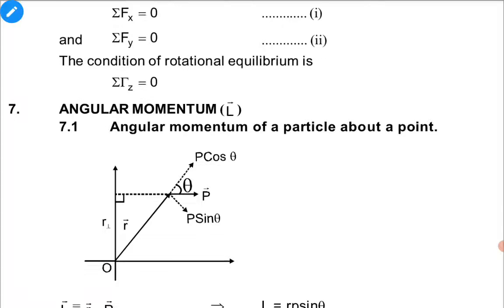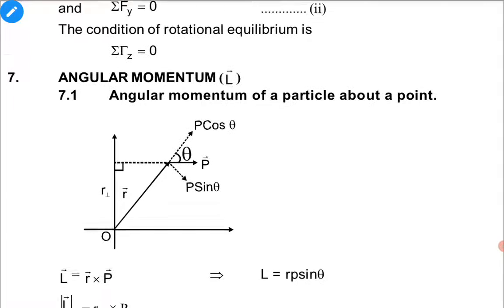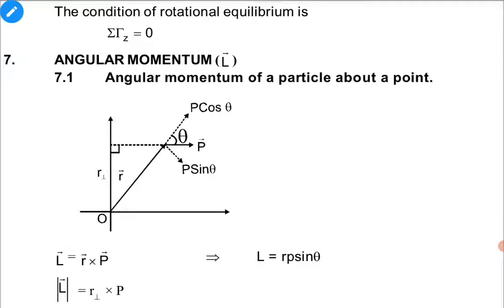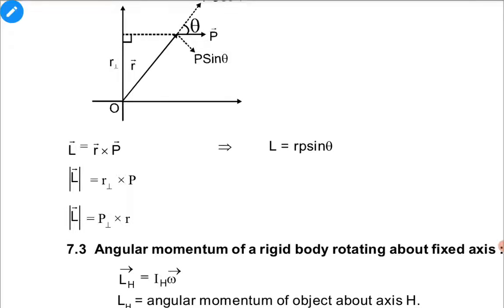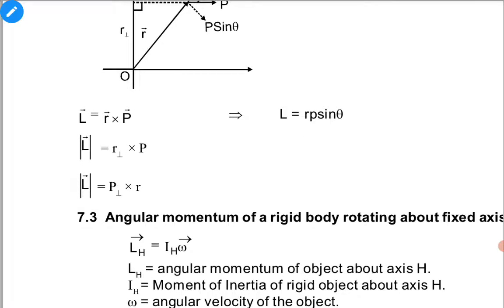Angular momentum is denoted by L. Angular momentum of a particle about a point: L equals r cross p. r is the radius, r perpendicular is the perpendicular distance, and p is the momentum. L equals r p sin theta. L equals r perpendicular, that is the perpendicular distance, into p. L equals p perpendicular into r.